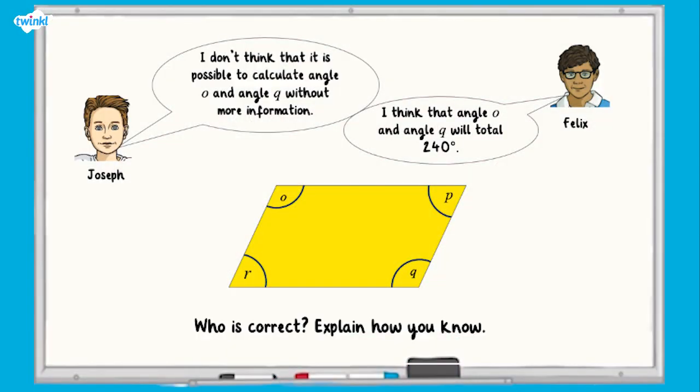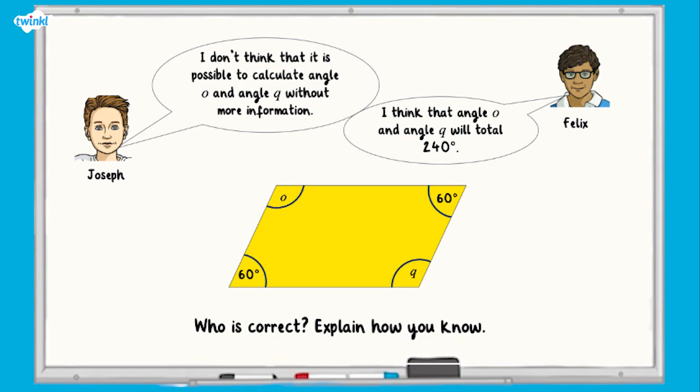Let's see if we can apply what we've learned about angles in quadrilaterals to a more challenging question. Here is a parallelogram. There are four internal angles, O, P, Q and R. Angles P and R are equal to 60 degrees. Angles O and Q are unknown. Joseph says, I don't think it's possible to calculate angles O and Q without more information. Felix disagrees and says, I think angles O and Q will total 240 degrees. Who is correct? Explain how you know.